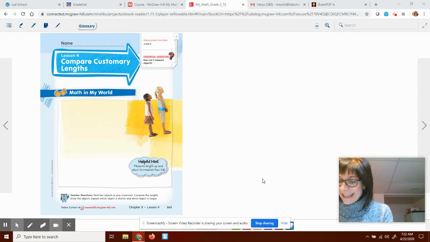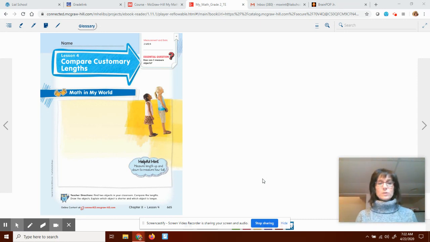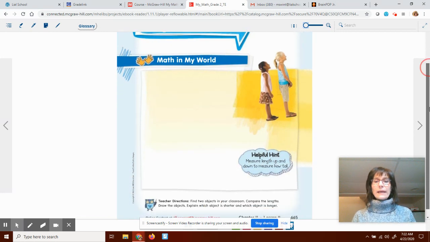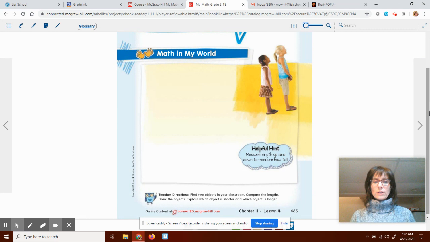All right, let's go ahead now, and I need you to turn to page 665. And we are going to get started. So we've got two children here. And these two little girls, it says, find two objects in your classroom, compare the lengths, draw the objects, compare or explain each object, which object is shorter and which object is longer. So I have chosen, since we're out of the classroom and you're in your own house and I'm in my own house, I'm going to go ahead and compare two objects. So I'm taking a look around Mrs. Swin's house. Paper towels.